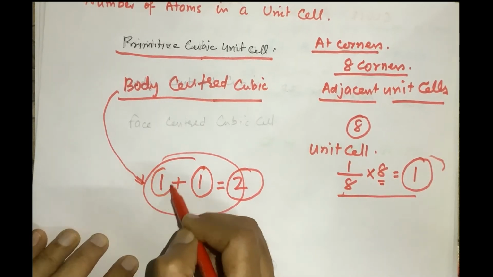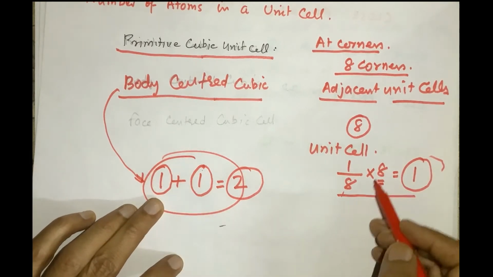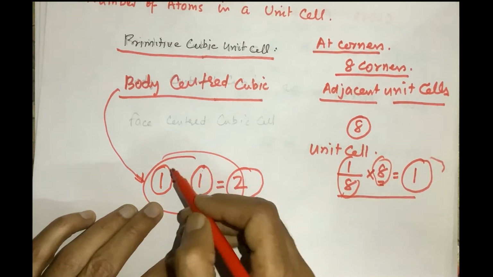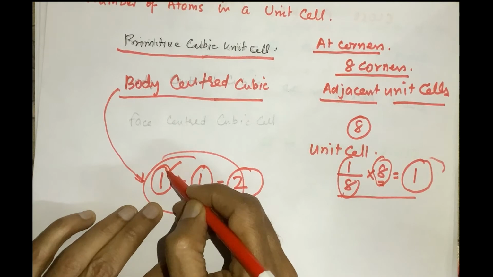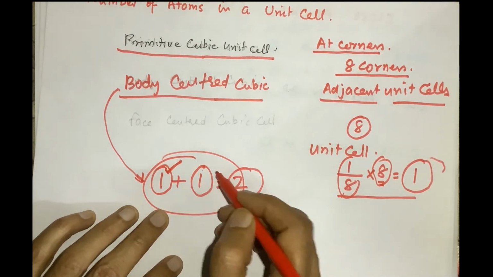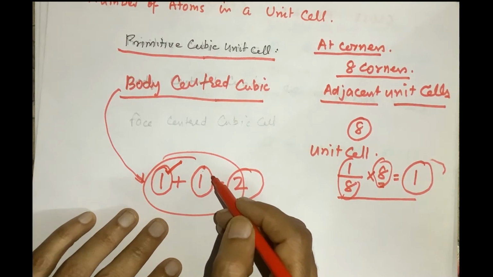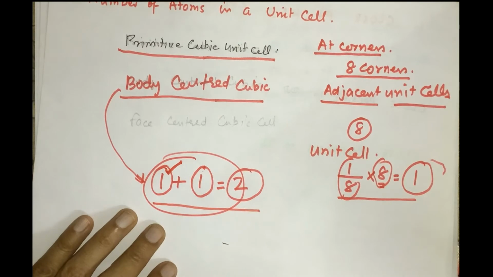See here, there are corner constituent particles which are shared 1 by 8, and therefore they are 8 constituent particles, hence in total one constituent particle is there, and in the center one particle is there, and that is shared exclusively by that unit cell. So the total constituent particles are 2.